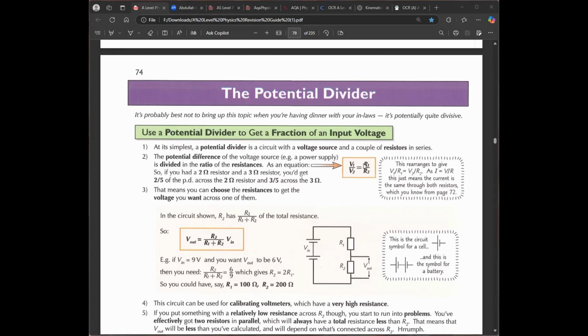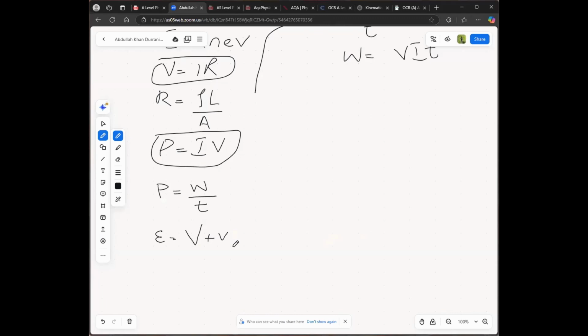So if resistor one has more resistance, it will get a bigger chunk of the total potential difference that is provided by the battery. If the other one has less resistance, it will get less potential difference across it. So this is that formula. I can write that one down for you as well.